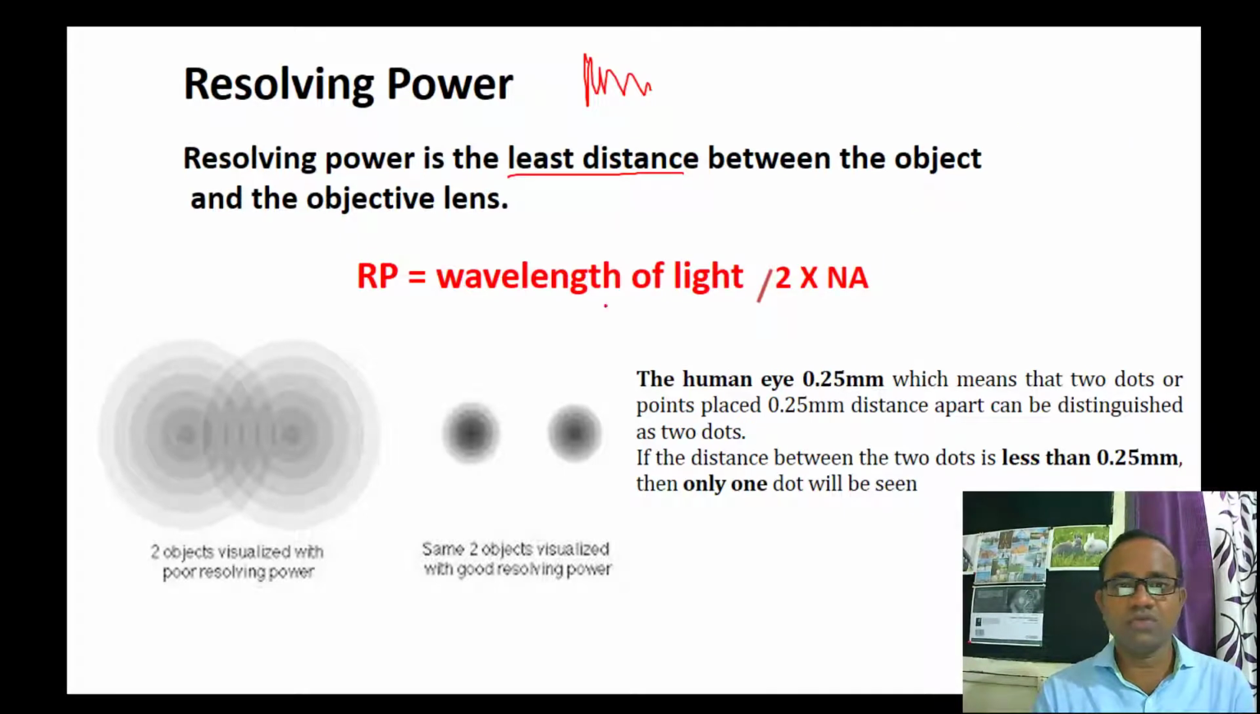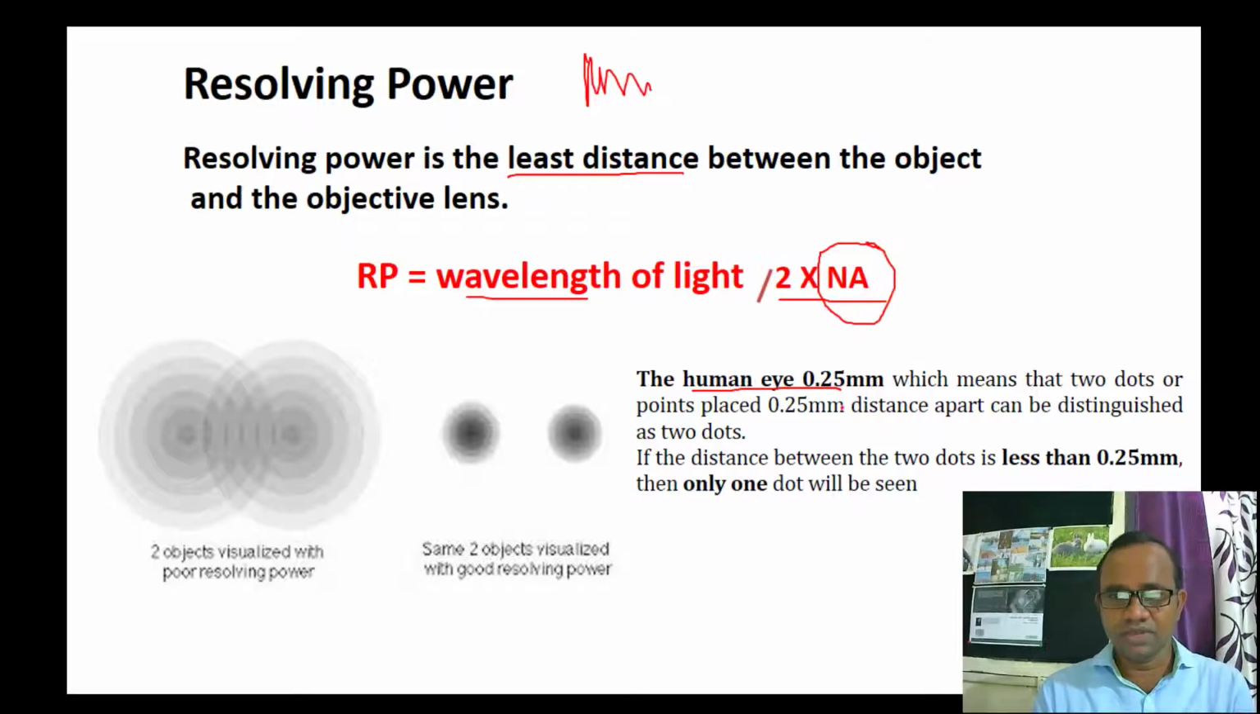So resolving power is actually the wavelength of light divided by 2 into numerical aperture. Okay, numerical aperture we will see in the next slide. So resolving power is the ability of a lens to distinguish two dots as separate dots. Suppose the human eye has a 0.25 millimeter resolving power ability.